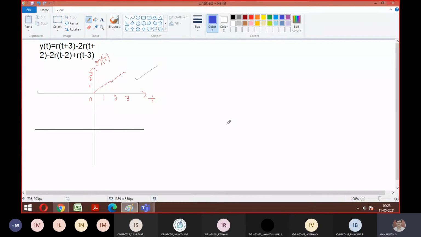Yes, sir. Okay. Now assume that I want 2 times r of t plus 2. First let's try to plot r of t plus 2. What is the meaning of t plus 2? You need to do time shifting, right? Time shifting with respect to which category, advance or delay?